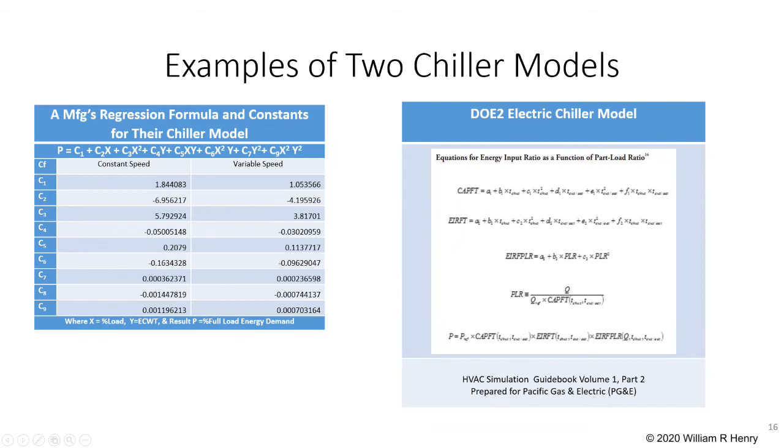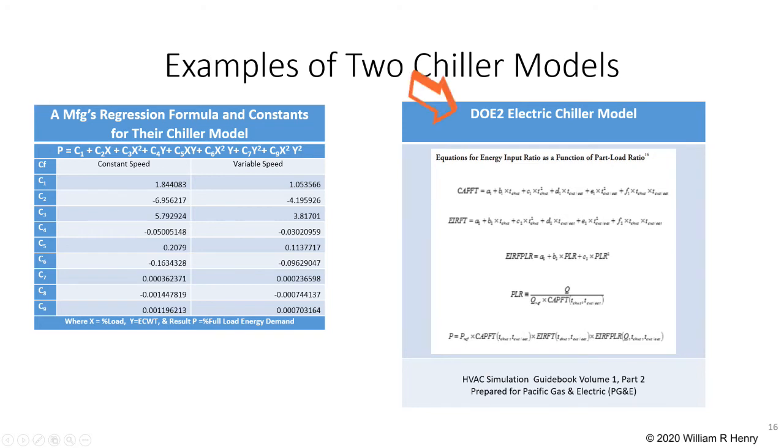The first model on the left is for York chillers. I found it buried in the York Calc program. It consists of a polynomial equation with 8 terms. There are 2 variables, where x is the condenser water temperature in degrees Fahrenheit and y is the load in percent. There are 2 sets of 8 constants, one for variable speed operation and one for constant speed. The resultant P is power demand as a function of maximum demand, where 1 equates to the maximum demand.